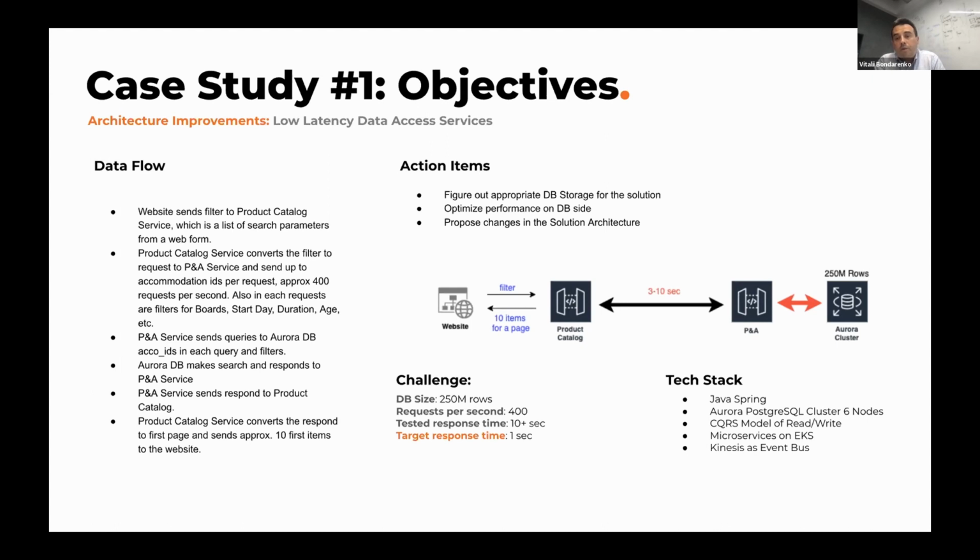The company in general was in a moment of transformation. They started decoupling the huge legacy application into Java Spring microservices and Docker. They use Kinesis, and they use the CQRS model. Our role was to understand where the bottleneck is, propose a way of optimization, and present a recommendation for the architecture in general.